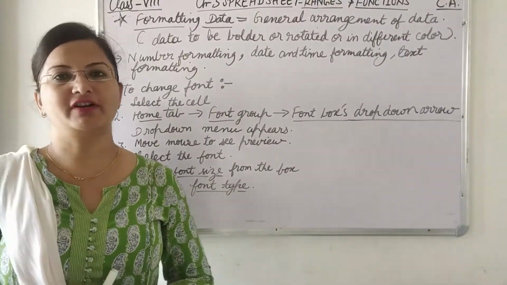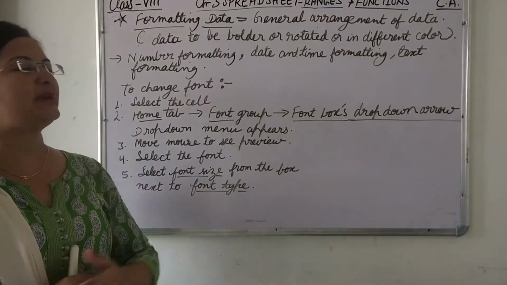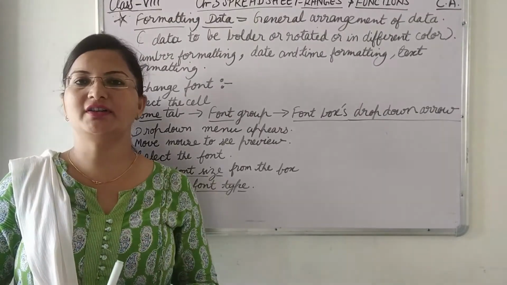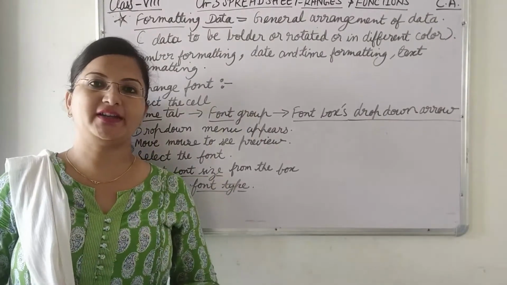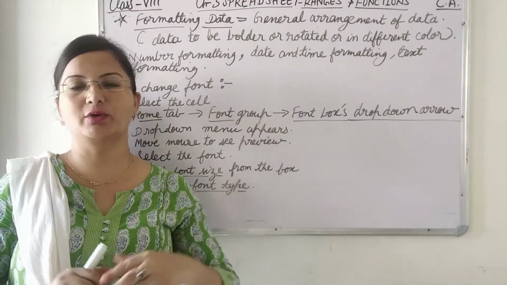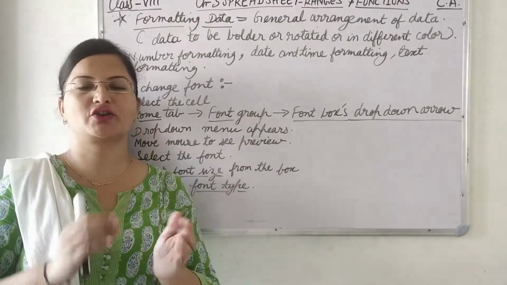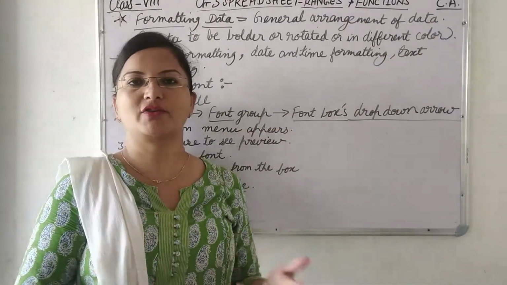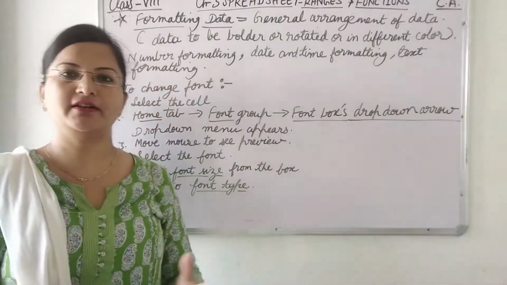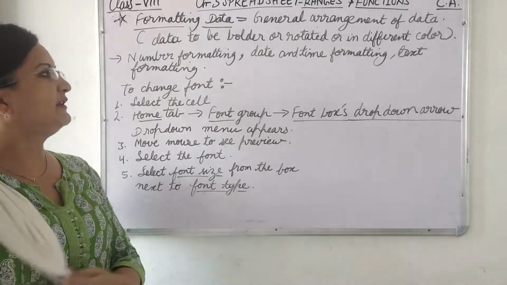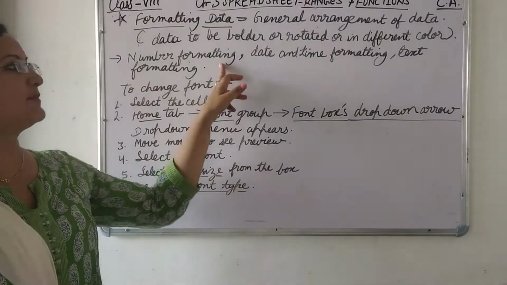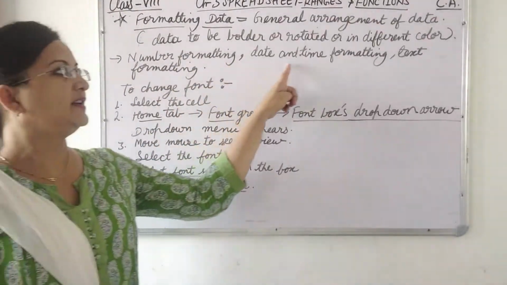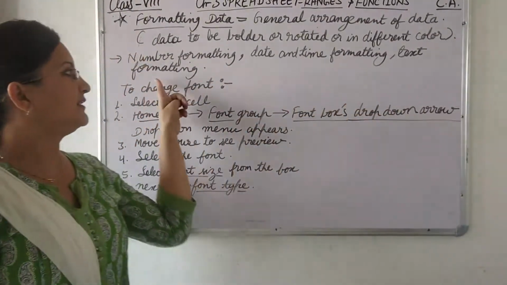So after studying functions, students, now we will study formatting data. Formatting is actually the general arrangement of the data. Like if you have prepared a nice document and you have to make the text bold, or rotate the text, or change the color of the text and font style, and make it bold, italic, underline. So now we will learn different types of formattings. There are 3 types of formattings: number formatting, date and time formatting, and text formatting.